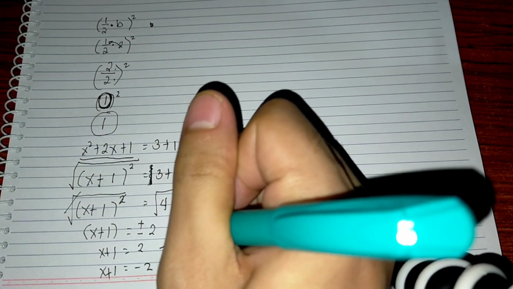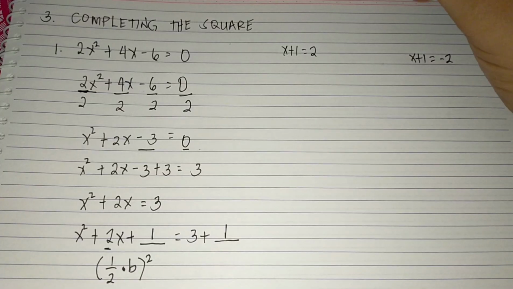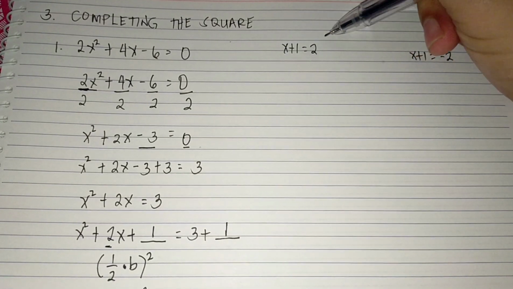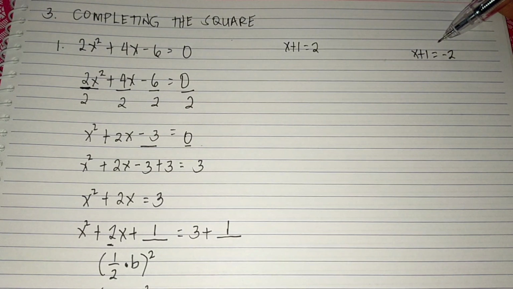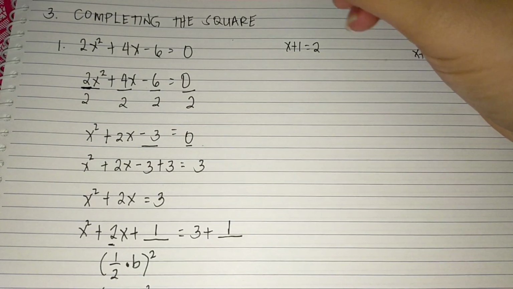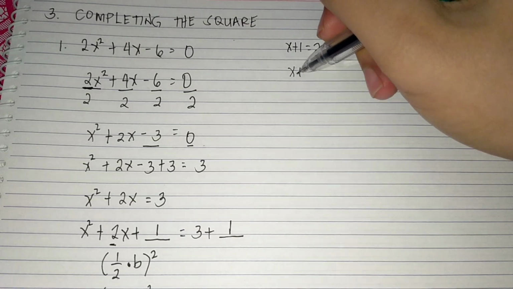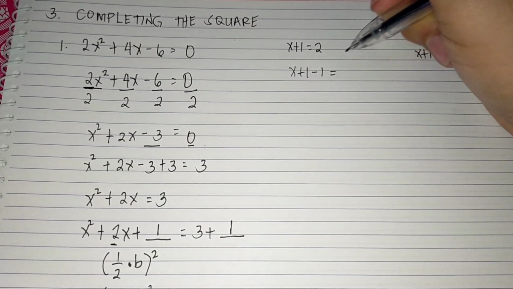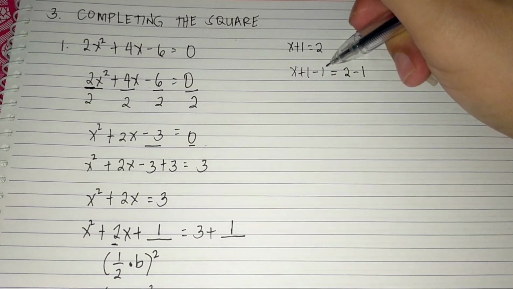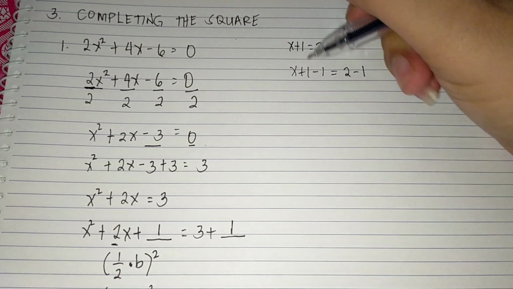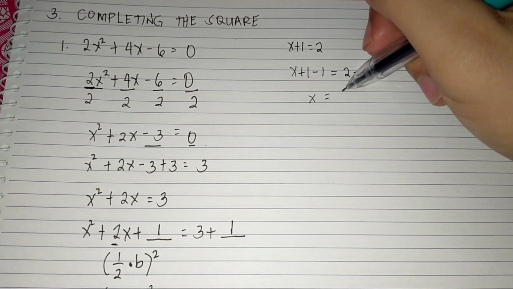So, diretso na natin sa taas ang given natin. Okay, so let's continue. The given are x plus 1 equals 2, positive 2, and x plus 1 equals negative 2. So for the first given, we have to what? Express this as x plus 1 minus 1 equals 2 minus 1. Bakit? Para maging 0 na ang value natin dito sa left side. So, x will become now 2 minus 1 is 1.